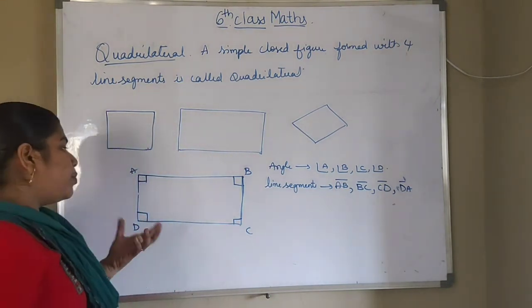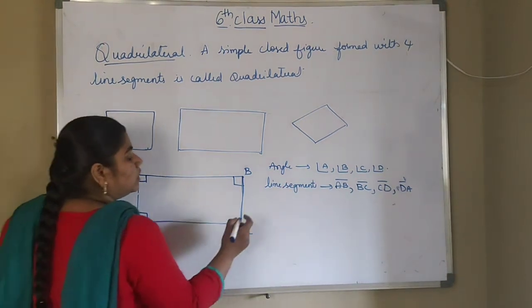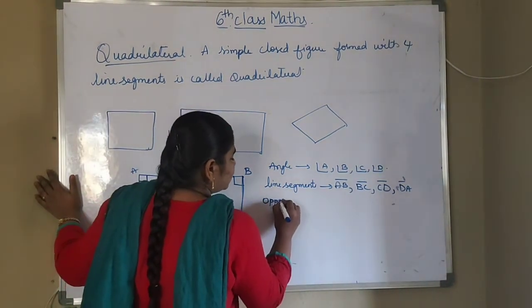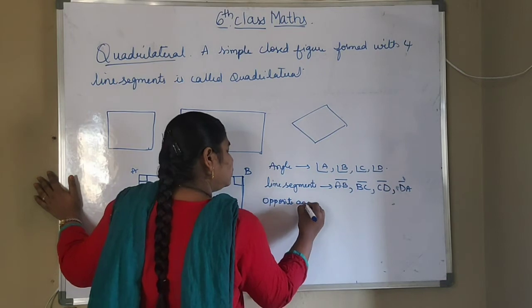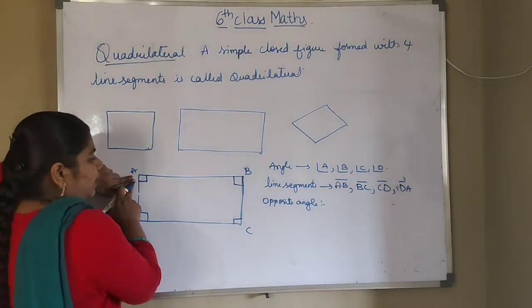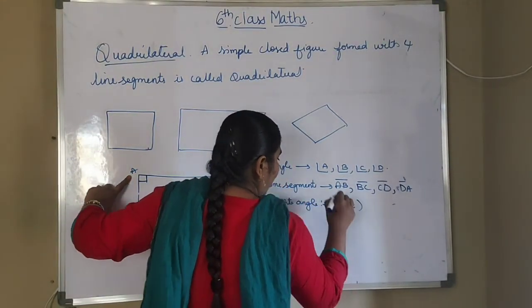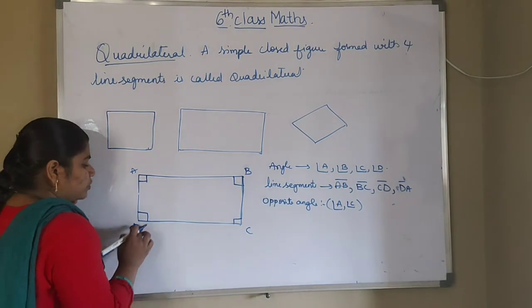So what are the opposite angles here? Opposite angles are facing opposite to each other. What are the opposite angles in this rectangle? Angle A is opposite to angle C, and we can write angle B is opposite to angle D.